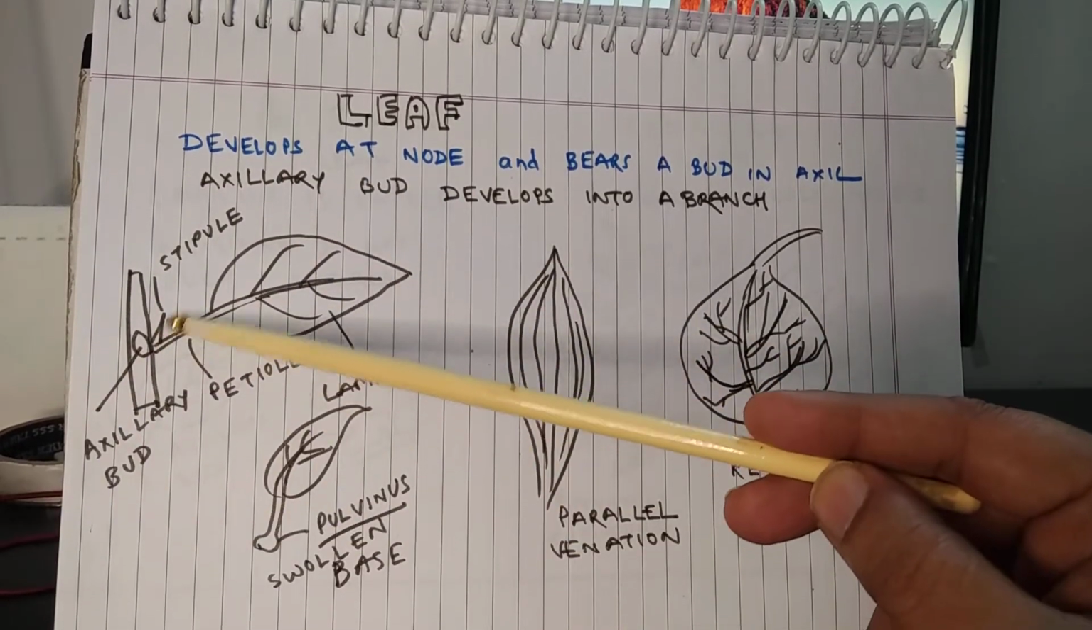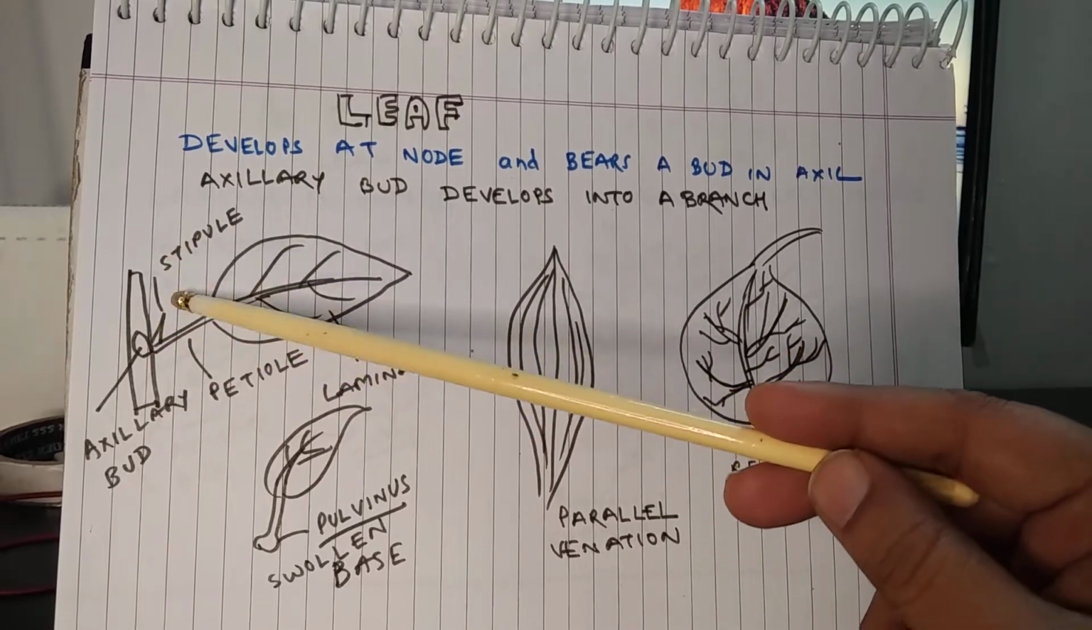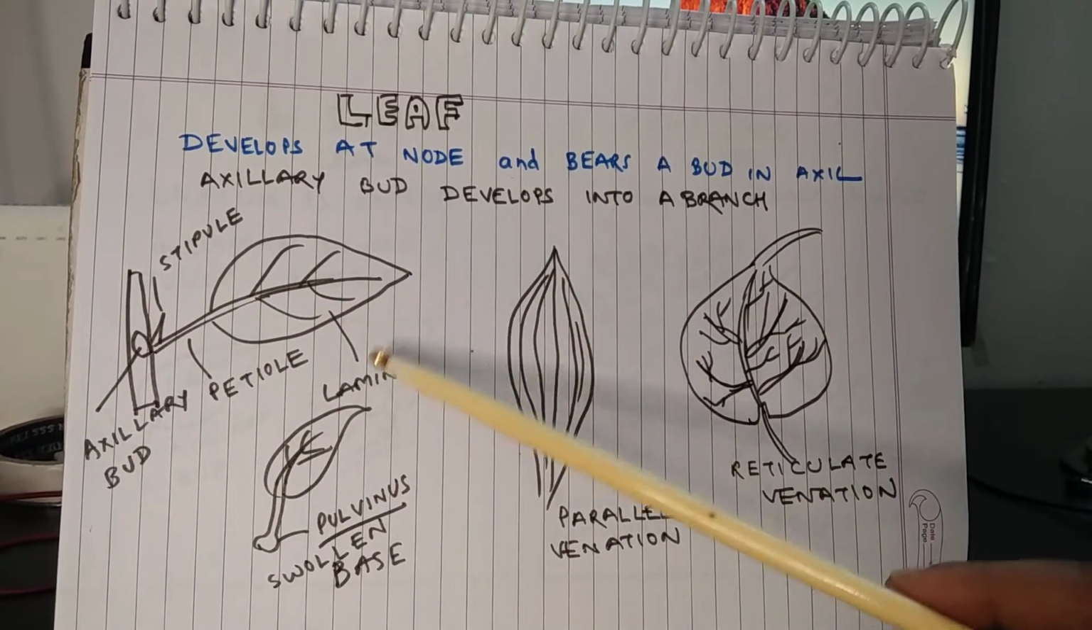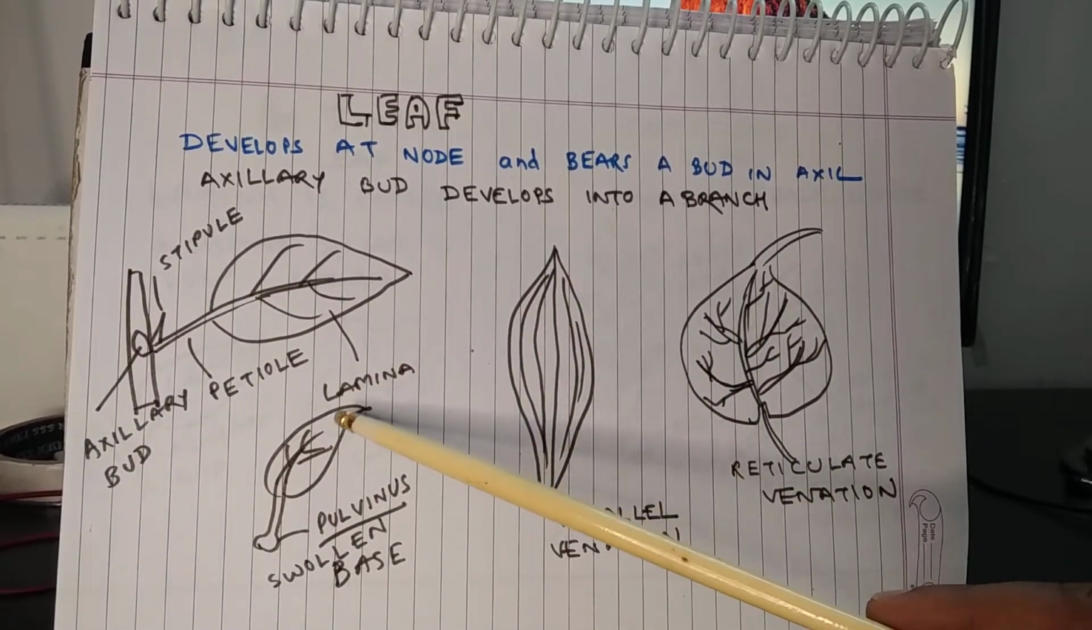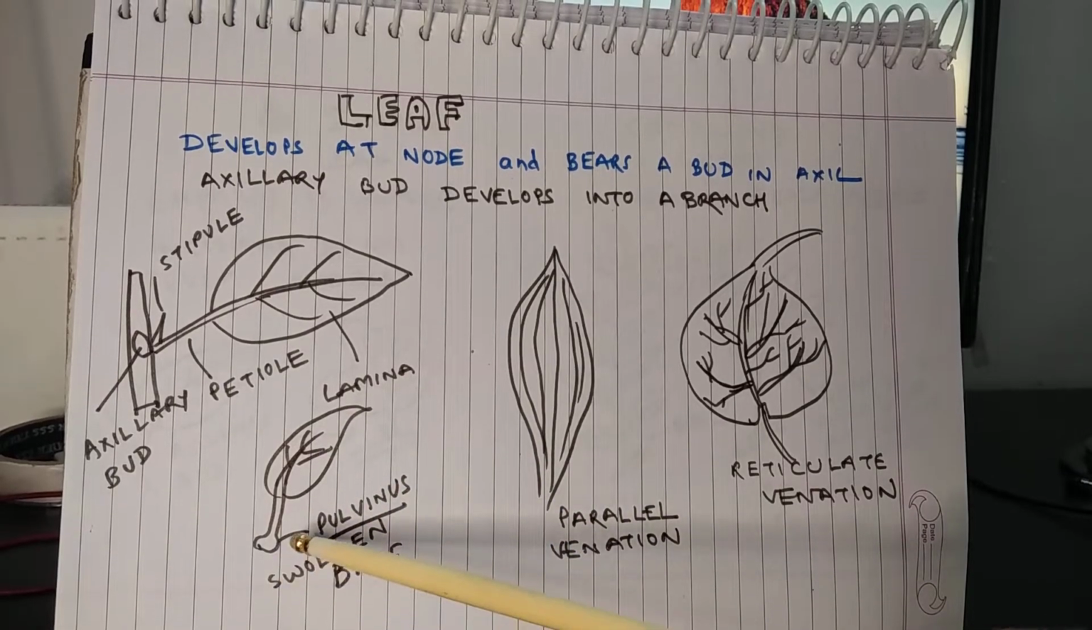There is another structure which appears like a spine, but it is softer than a spine, and this is called stipule. In some of the plants, the leaf stalk or petiole is swollen at the base, and this is called pulvinus.